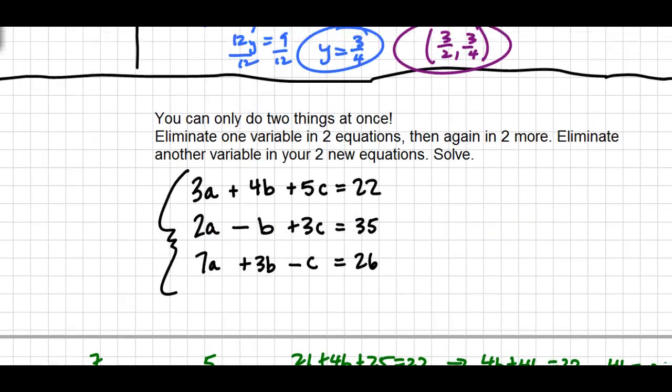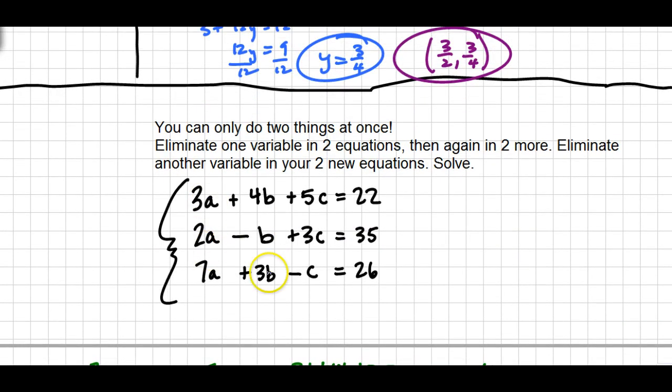There are some examples in the book that have students work with 3 variables. I'm not going to make students learn this, but I do want to point it out here in the video, as I said in class that I would explain a little bit more in detail. You can only do 2 things at once. So if you're working with a situation like this system where you have 3 variables, you're going to eliminate one of the variables in 2 of the equations and then again in the other 2. Then eliminate an additional variable in the 2 new equations and solve.